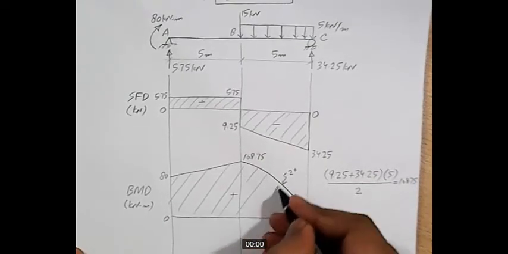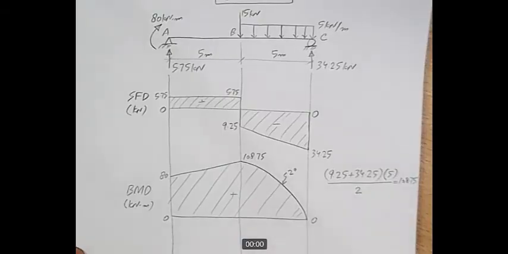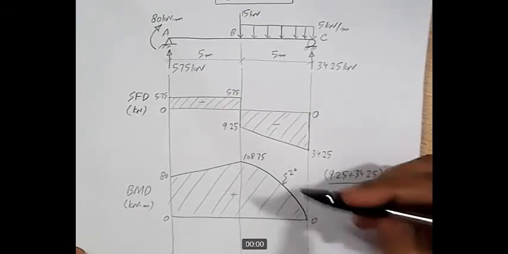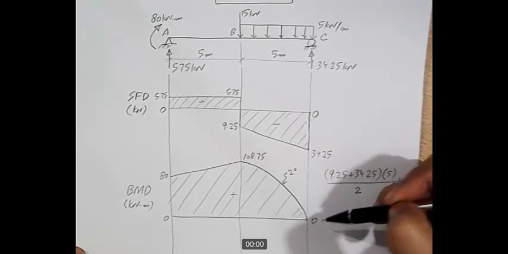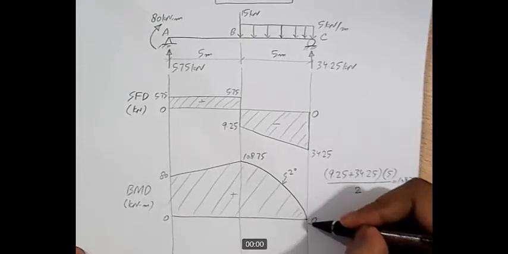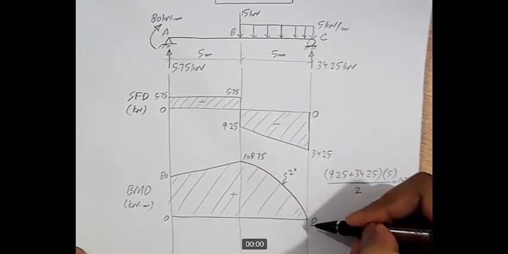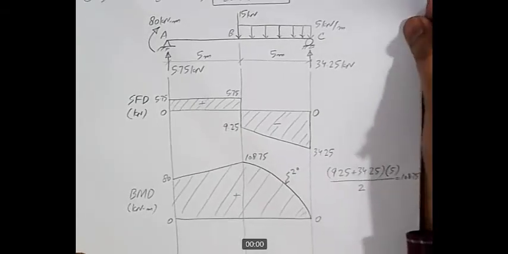The entire bending moment diagram is positive. So this completes the bending moment diagram, and it is closed, which means that this diagram is correct.